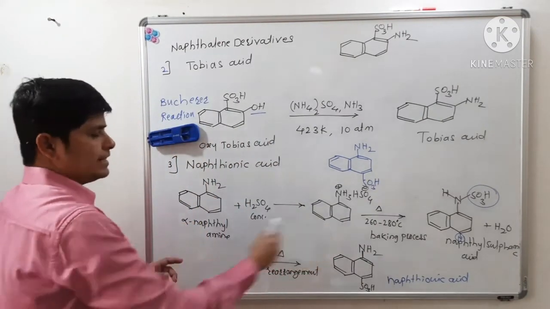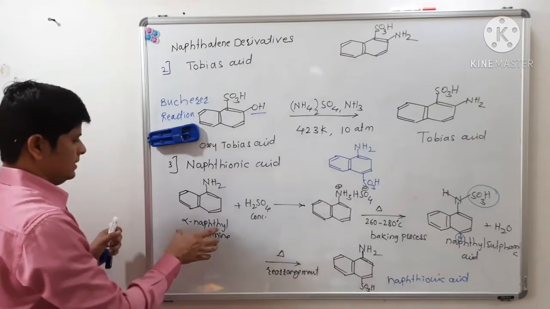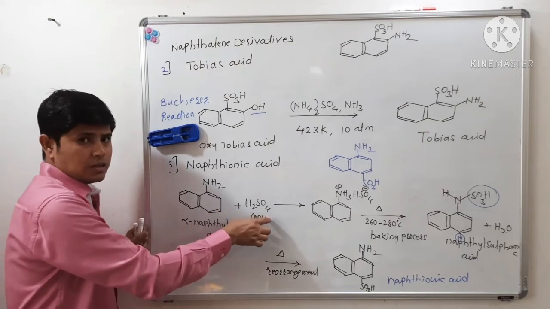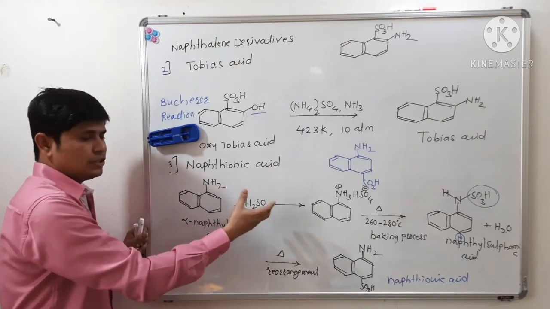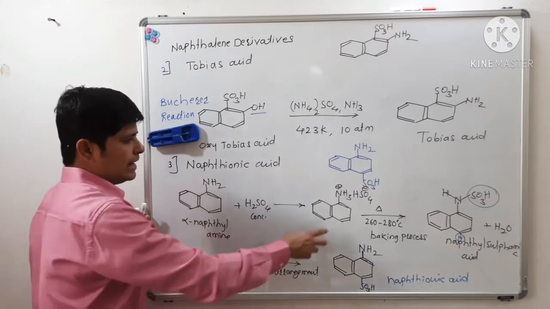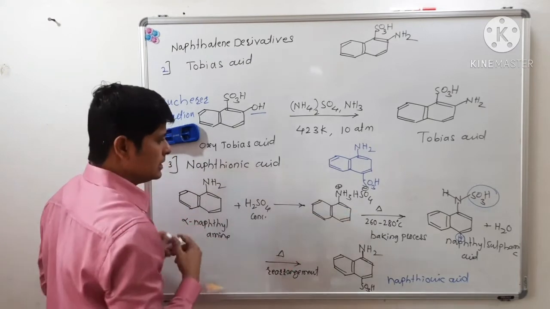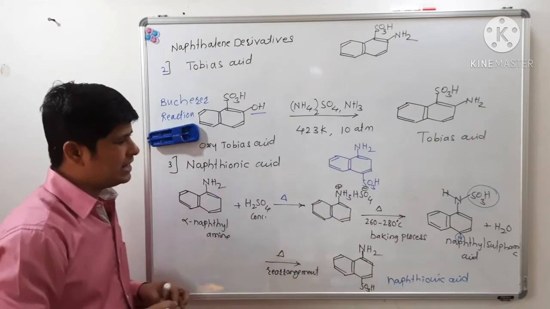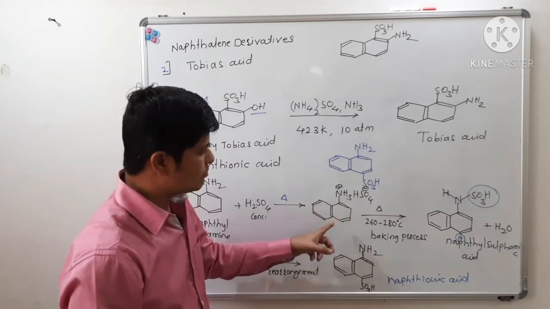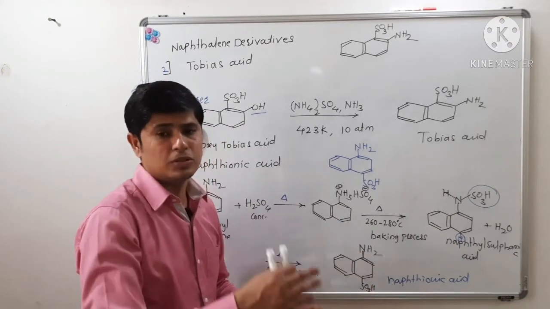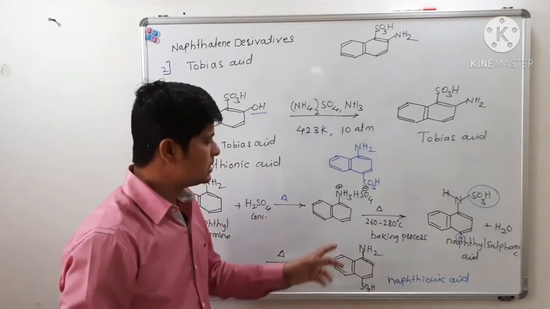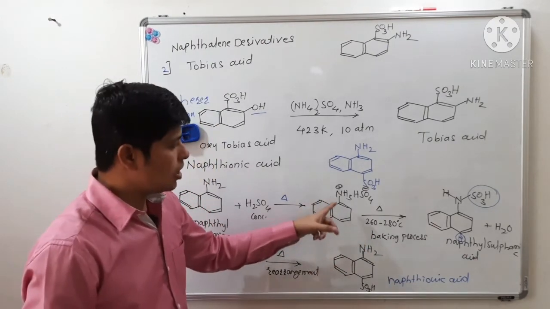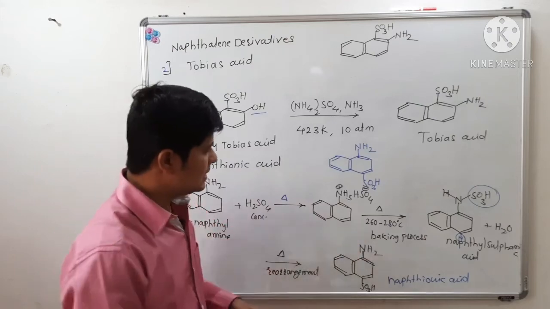So how can naphthionic acid be prepared? Alpha naphthylamine is reacted with concentrated sulfuric acid around 60 to 80 degrees Celsius, and we get this type of salt, the bisulfate salt of alpha naphthylamine. This salt is again heated around 260 to 280 degrees Celsius, and this process is called the baking process.